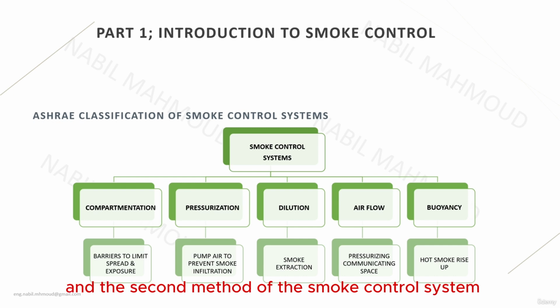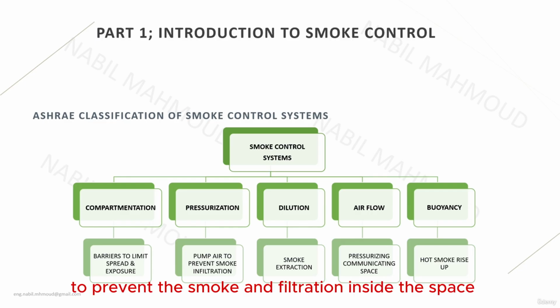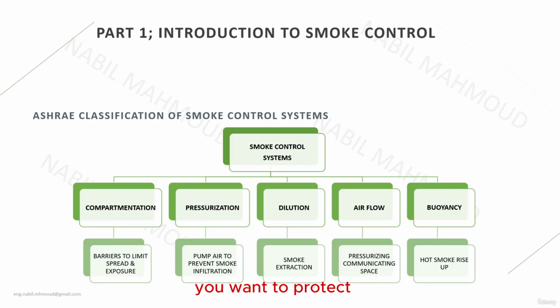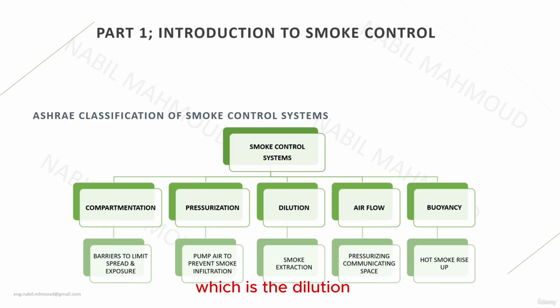And the second method of the smoke control system is pressurization. Pressurization, as we have explained earlier, is the application of a pressure difference within the space that you need to protect. This is done simply by pumping air to prevent the smoke infiltration inside the space you want to protect.